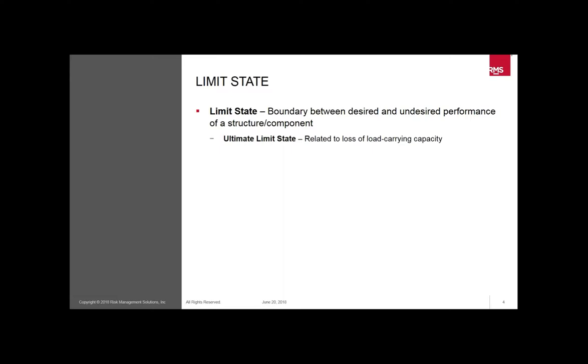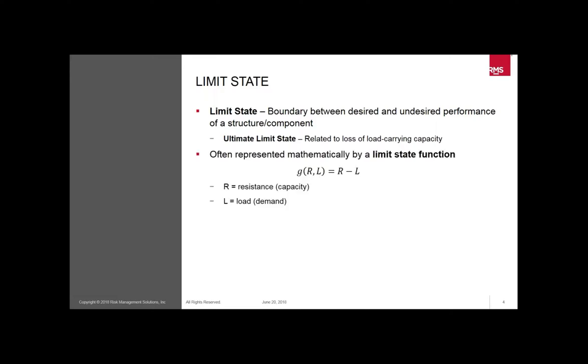Okay, so the next topic I want to introduce is called a limit state. This is something that's used in reliability theory. A limit state is essentially just a boundary between a desired and an undesired performance. So it kind of goes back to failure. The limit state would be what is considered failure. And there's something we call an ultimate limit state, which is again the failure, the loss of the load carrying capacity of whatever we're looking at.